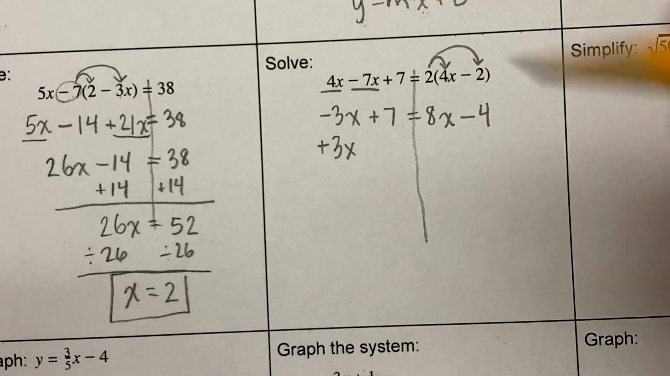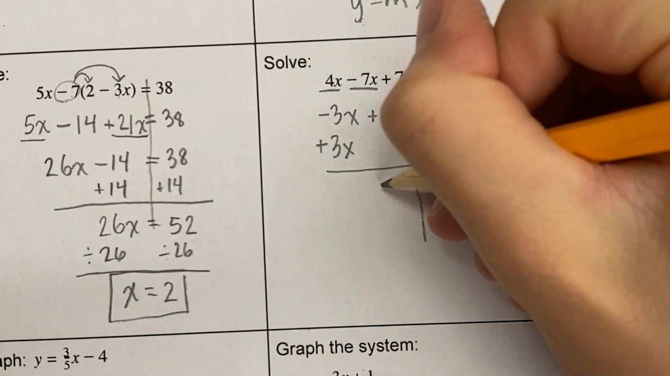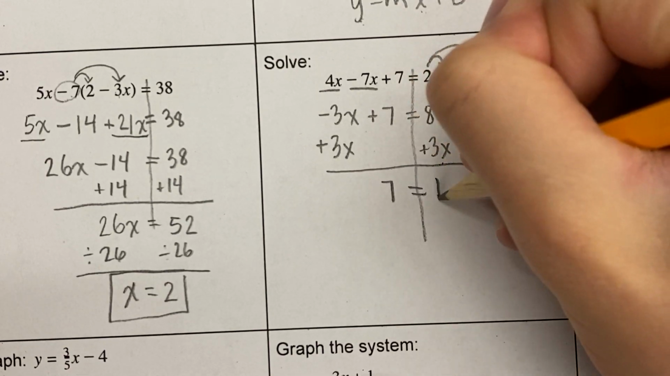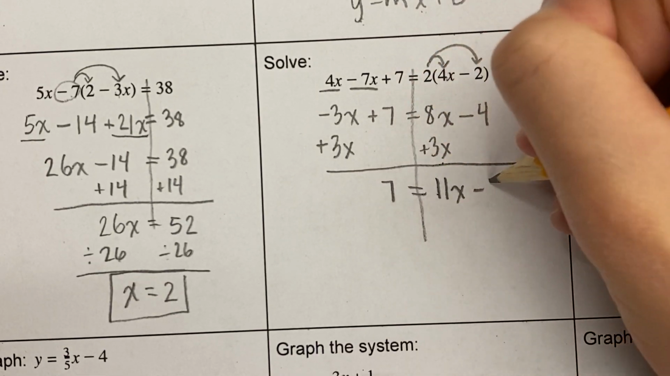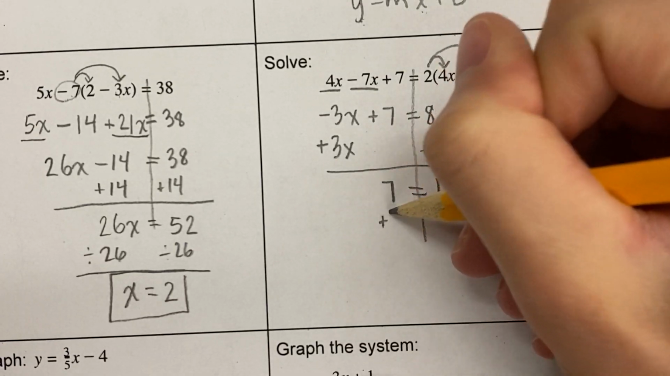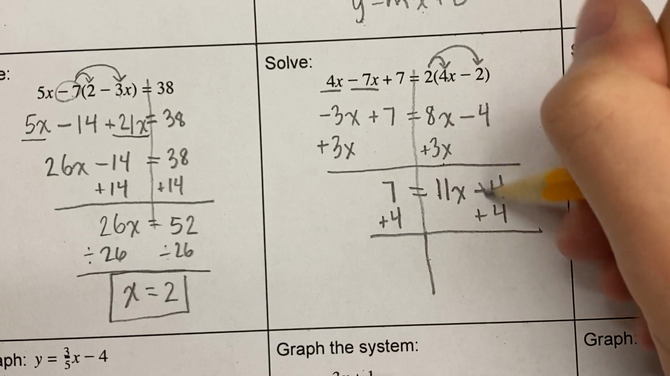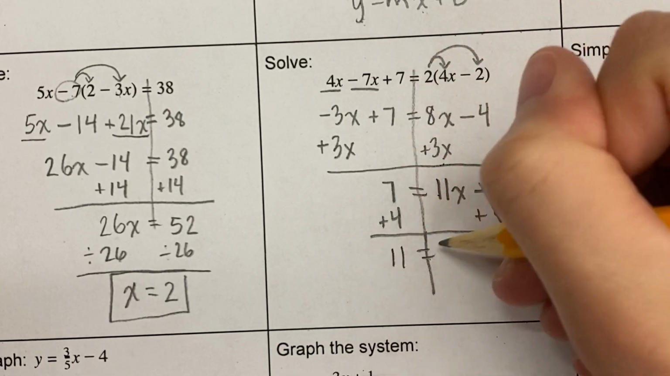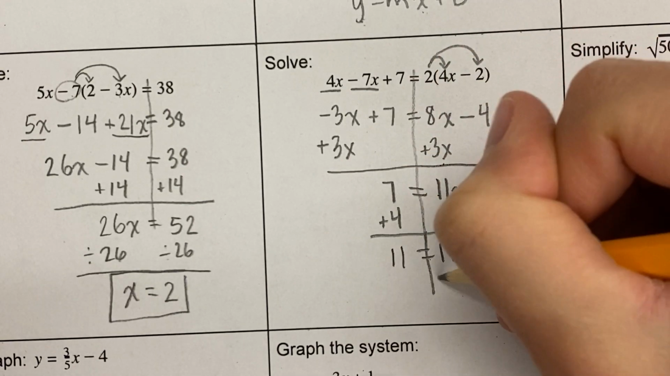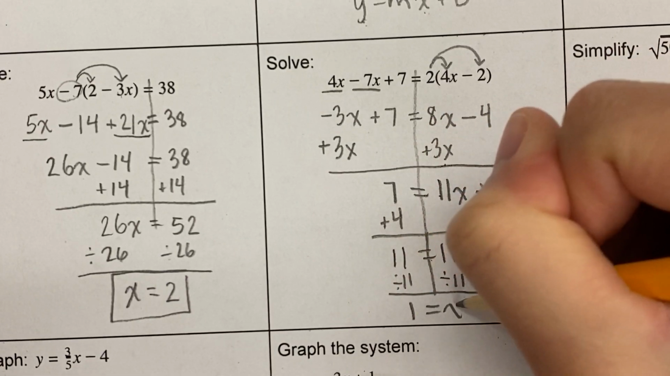I could also choose to subtract 8x from both sides, but I like to add because then I'll have nice positive x's over here. My x's will have a positive coefficient right here. Okay, now I need x by itself, so I'm going to move this 4 over here, right? The x is on the right side now, so now I'm trying to get rid of everything that's over there with it. Okay, and I'm going to divide by 11, and I get 1 equals x.